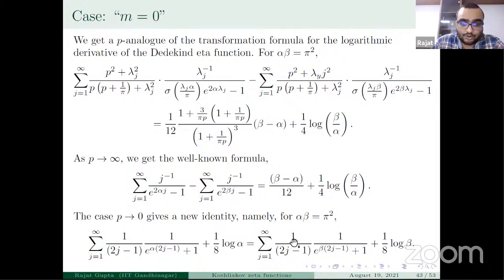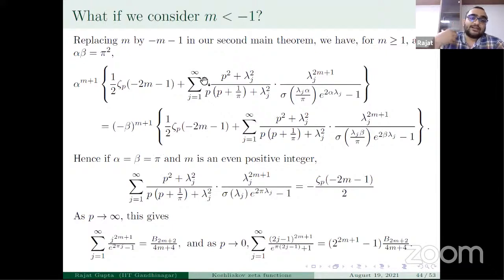And if you take p tends to 0, we obtain a new modular relation for alpha beta equal to pi square, which satisfies this modular relation. And here we use the fact that lambda_j goes to j minus half as p tends to 0 in the above formula. Now, what if we consider the case m less than minus 1? So what we do is that we replace m by minus m minus 1 in our main theorem. Then for m greater than or equal to 1 and alpha beta equal to pi square, we obtain this modular relation where we don't have any Bernoulli sum or any finite sum. So it's a complete modular relation.